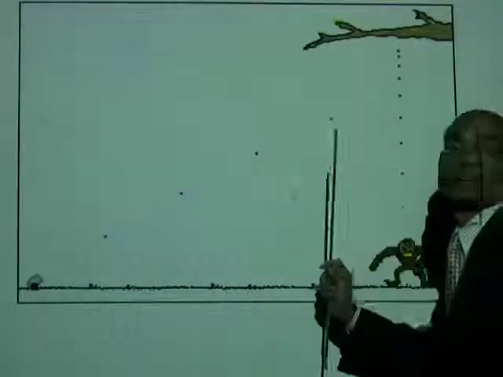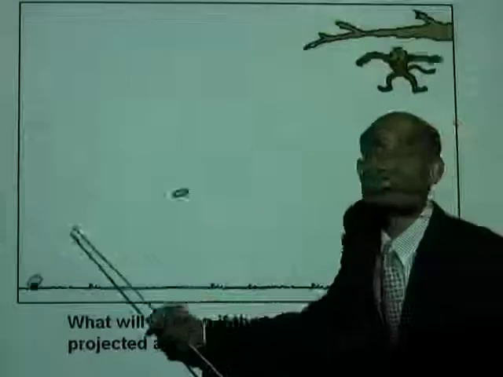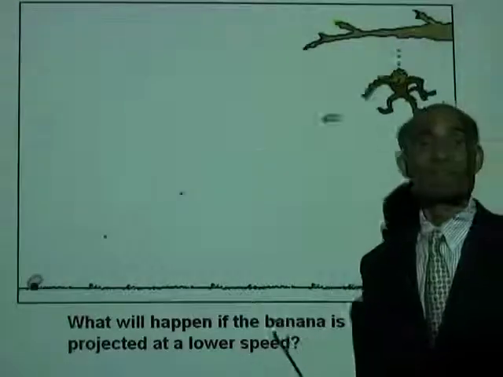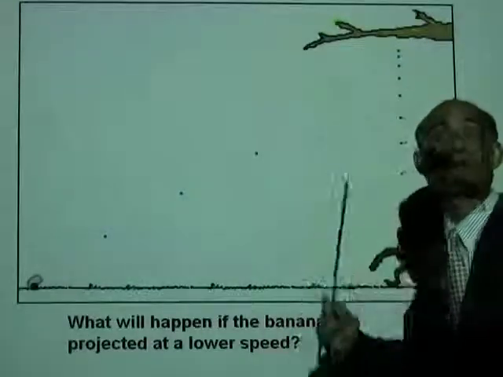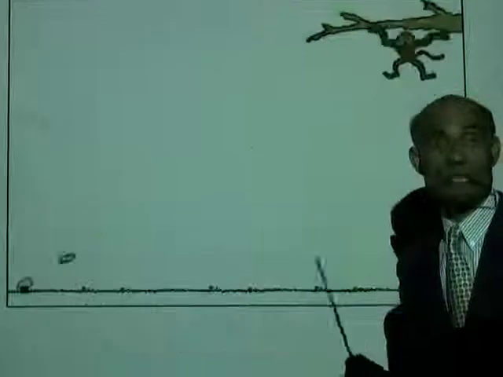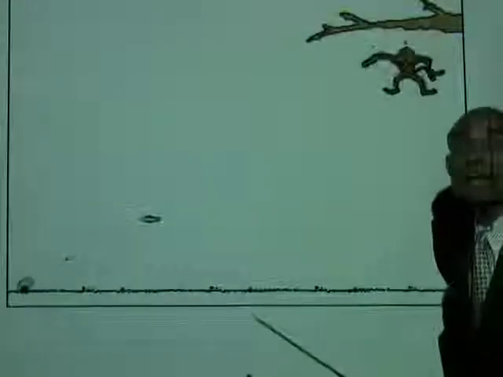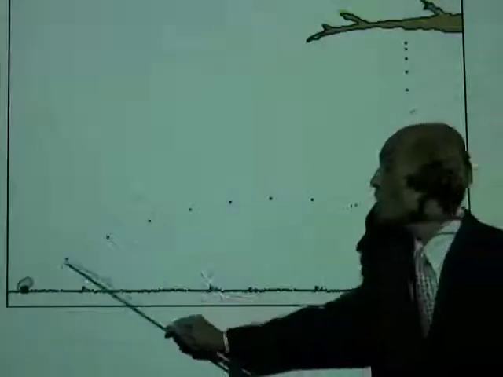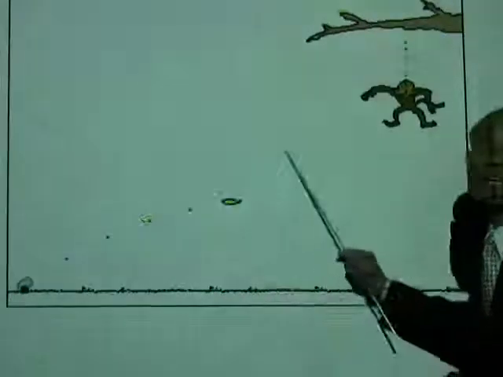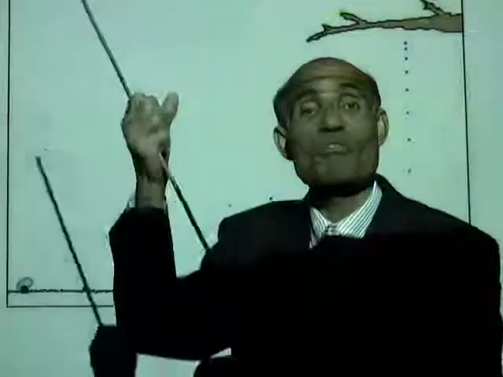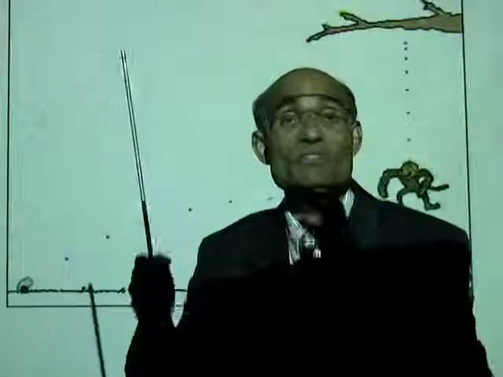There you are. Now, what happens if the zookeeper fires the banana at a slow speed? Will the monkey still get the banana? Alright, let's have a look. There you are. The speed is slow now, but still you can see, as long as it is aimed directly at the monkey, the monkey will still get the banana, because the banana and the monkey are falling at the same rate. So you need to aim it directly at the monkey.